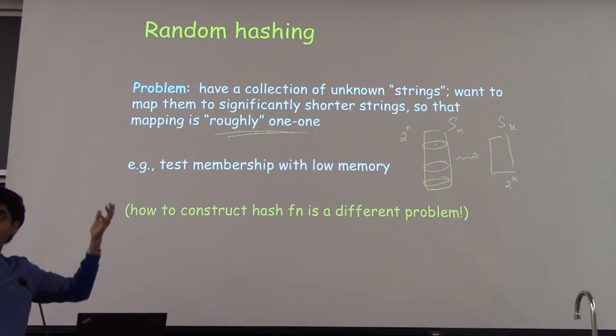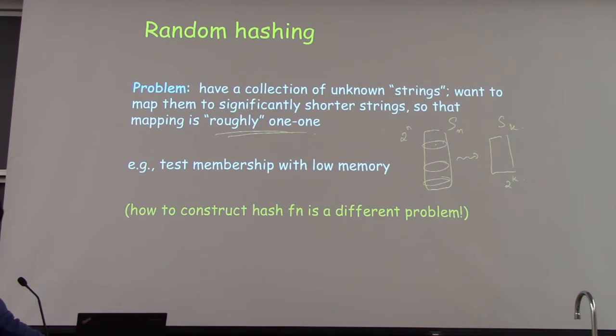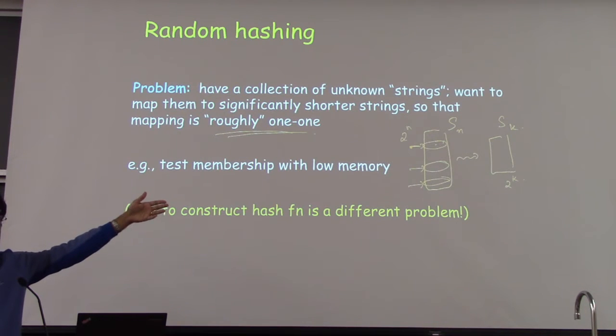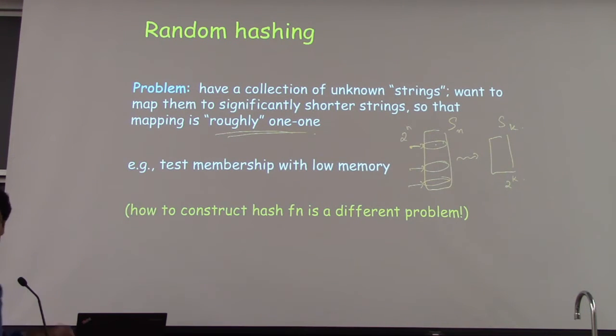But the point is that we don't have all the strings here. We just have a small number of strings. In the interesting case, we have all these n-bit strings, but we have only, let's say, roughly 2 to the k of them, and we want to map them into k-bit strings. This is the kind of situation in which we'll be interested.